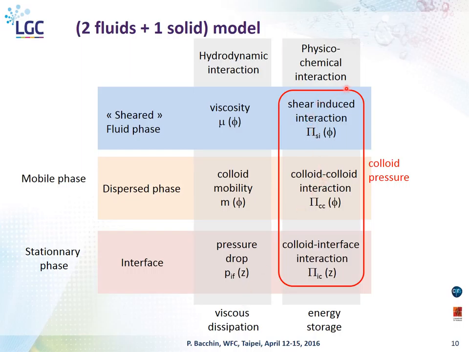And concerning the physicochemical interaction, this physicochemical interaction will be accounted for in the shear phase through the shear induced interaction, in the dispersed phase through the colloid-colloid interaction that is accounted through the thermodynamic osmotic pressure, and in the stationary phase with this energy map, and then with the colloid interface interaction. All this will give the colloid pressure that is also a kind of storage of the energy in shear zone and in concentrated zone.